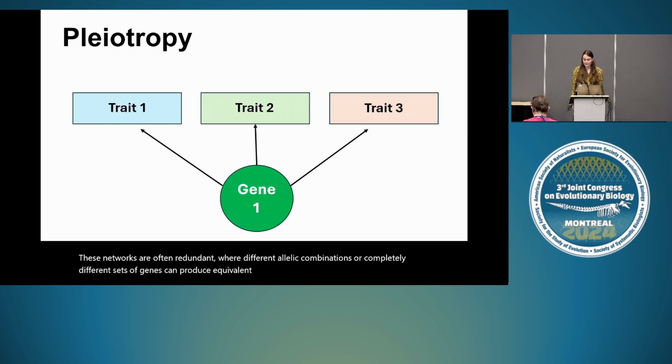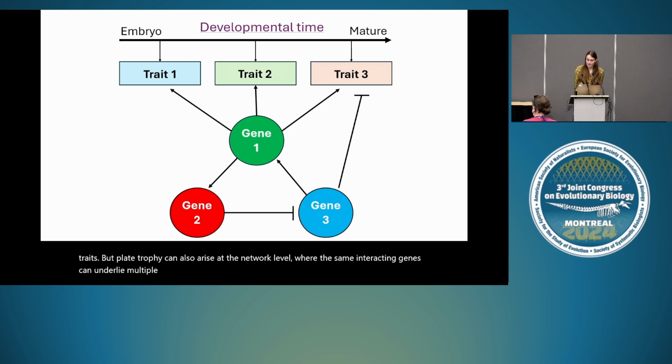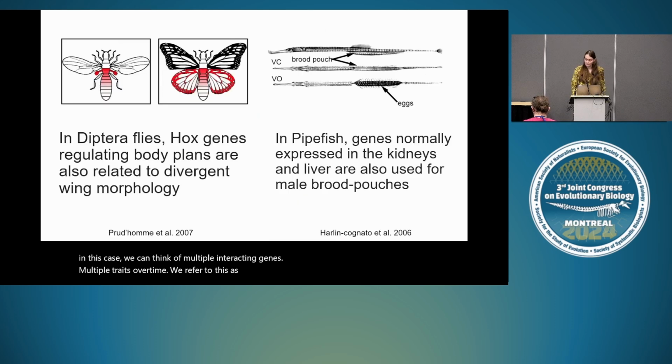And one major aspect of these networks to consider is pleiotropy, which we often think about as one gene affecting multiple traits. But pleiotropy can also arise at the network level, where the same interacting genes can underlie multiple traits, and traits can manifest across multiple stages of development. So in this case, we can think of multiple interacting genes affecting multiple traits over time. We refer to this as developmental pleiotropy.